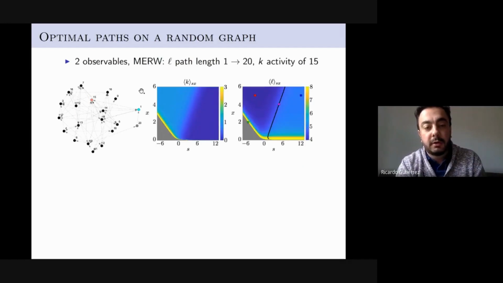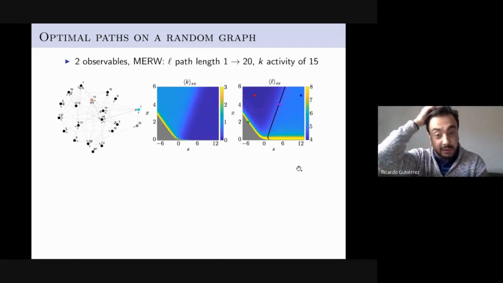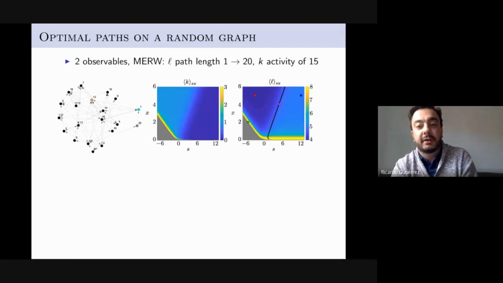So if we vary the conjugate parameters to these two observables, L and K, the conjugate parameters are called X and S, we can explore, in this case, the average value of the two observables as a function of the tilting parameter values. And we have these two color maps where you have the different values that it can take. And the first thing that looks quite strange is this gray area here.